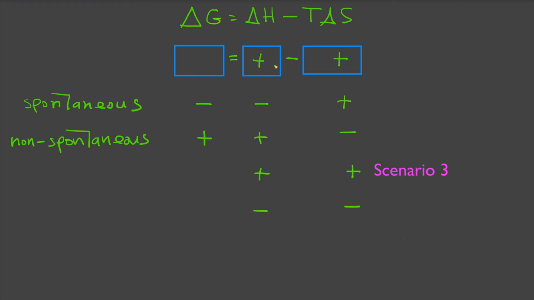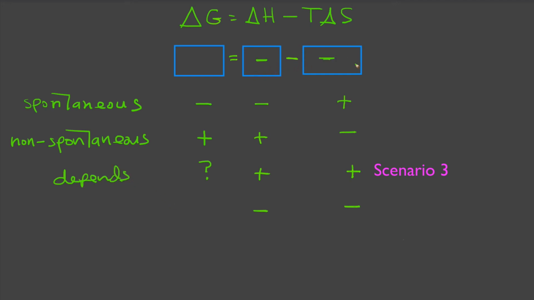Let's now look at the third scenario, in which delta H is plus and delta S is plus. This relationship too takes a little care to understand. If delta H is plus and you subtract another number from it, the difference between the two will be positive if delta H is larger, and it will be negative if delta S is larger. And so in this case, we don't really know what it's going to be. It just depends on which is larger.